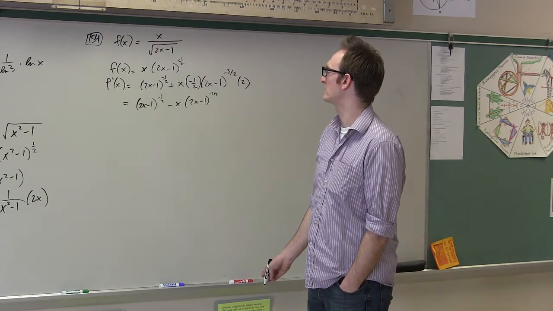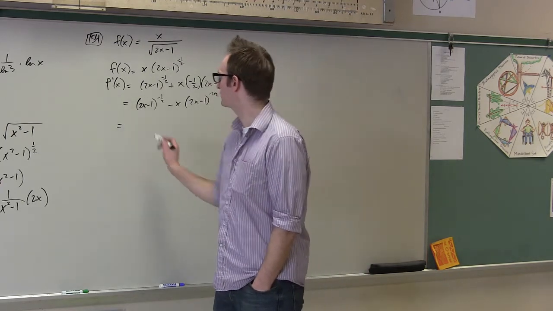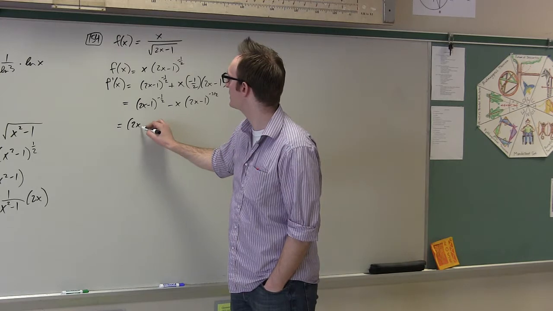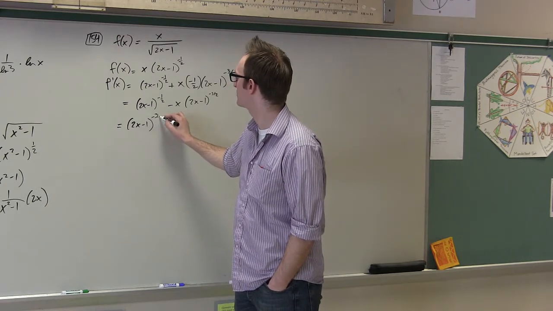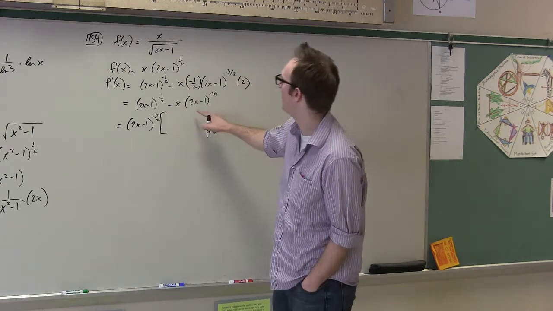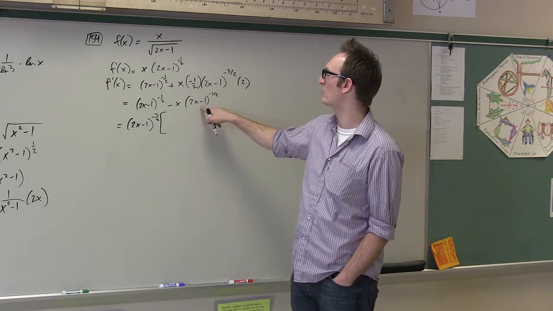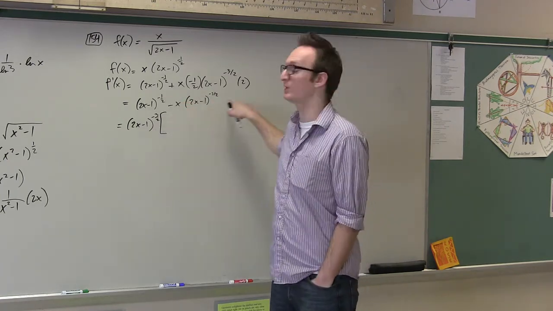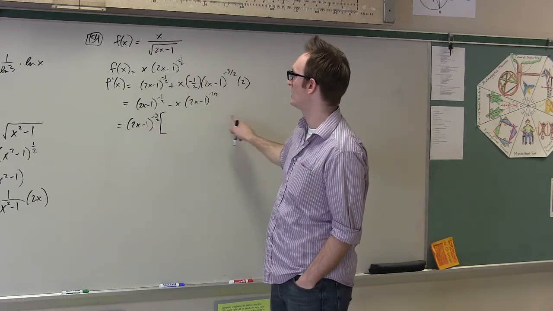So let's do it. How should I factor this? Well, they each have a 2x minus 1 in common. The strategy is to factor out the lowest power of 2x minus 1, and negative 3/2 is lower than negative 1/2. That's going to leave you with positive leftovers.